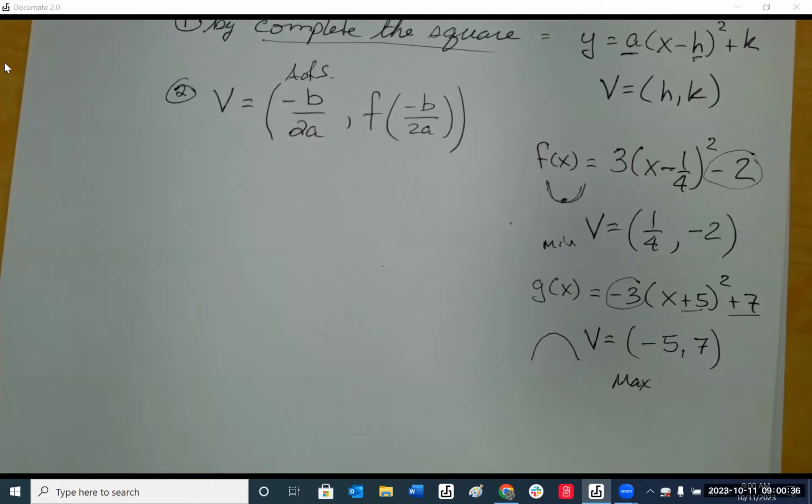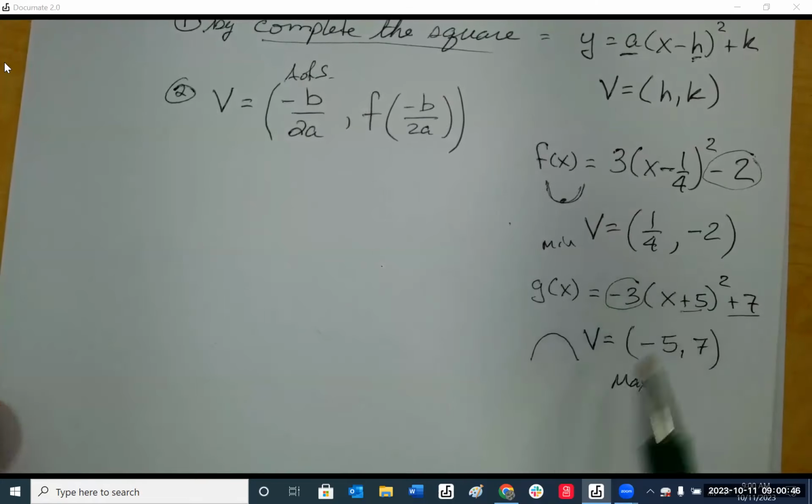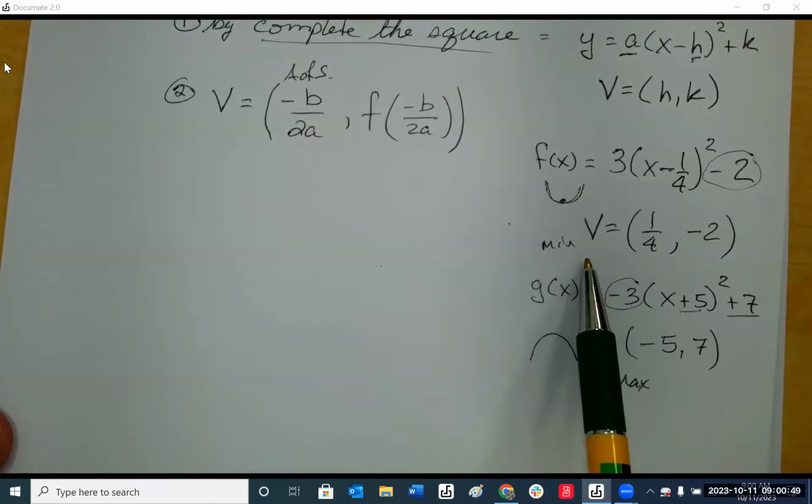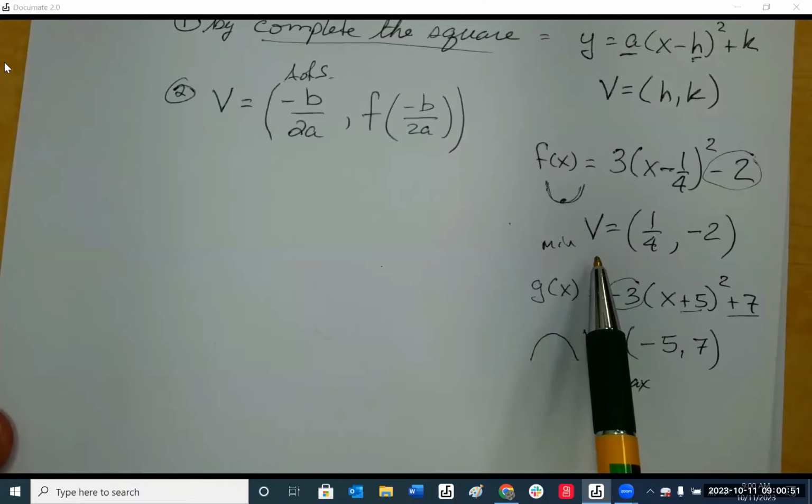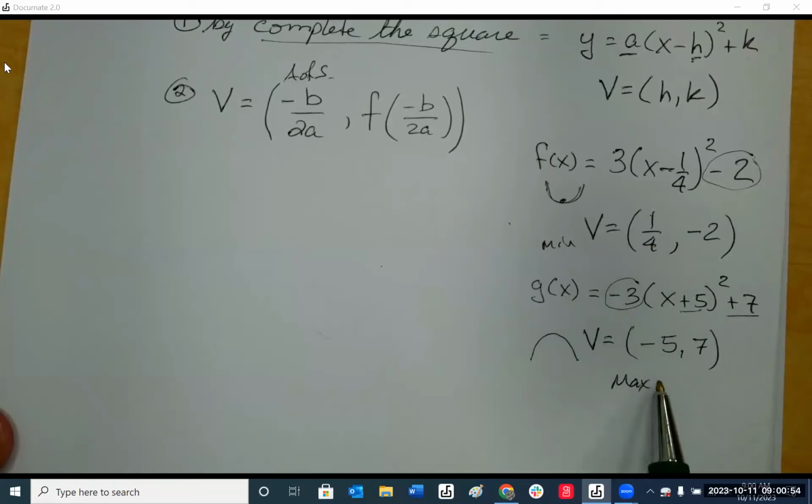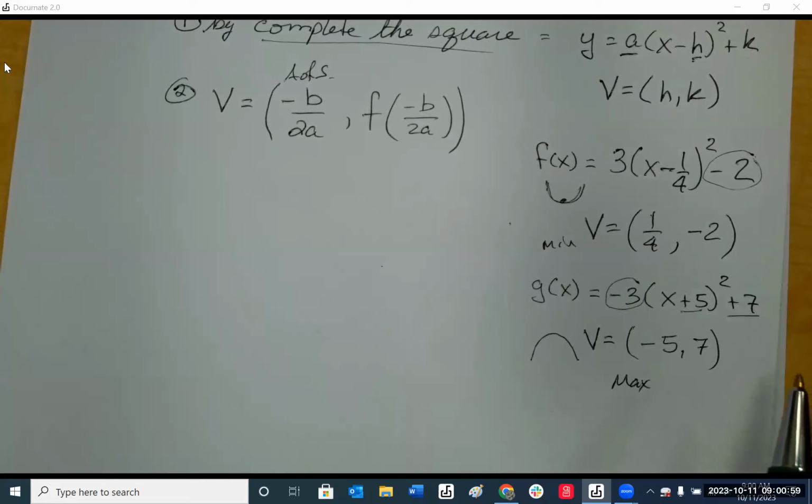Now, both of the methods that we have, the standard form and the vertex form, have their pros and cons. Because now we know the axis of symmetry in this first one is 1/4. And the second is negative 5. It's a vertical line there. How would you find the y-intercept of the second one? That's the problem with this one.